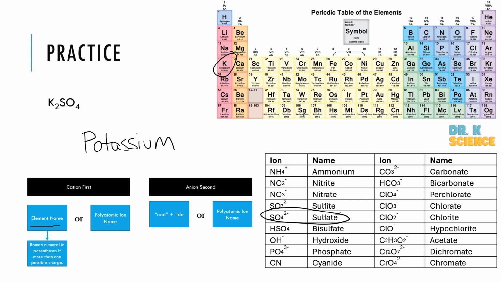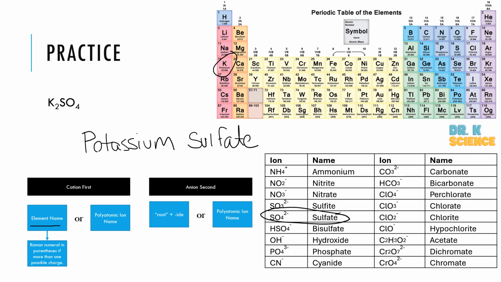That's actually why we needed 2 potassiums. Each potassium is +1. So in order to have it be a neutral compound where SO4 has 2 negative charges, we need 2 potassiums, each with a positive charge. Now the name for this is potassium, and let's add our polyatomic ion name. This is potassium sulfate.